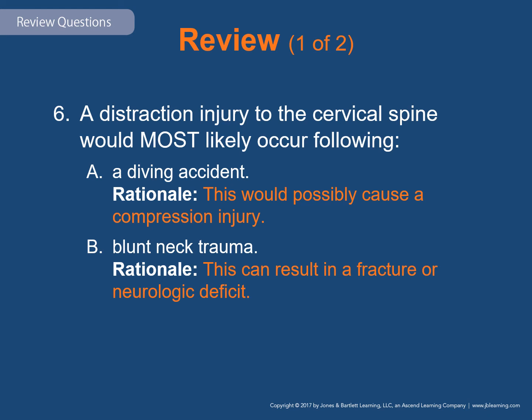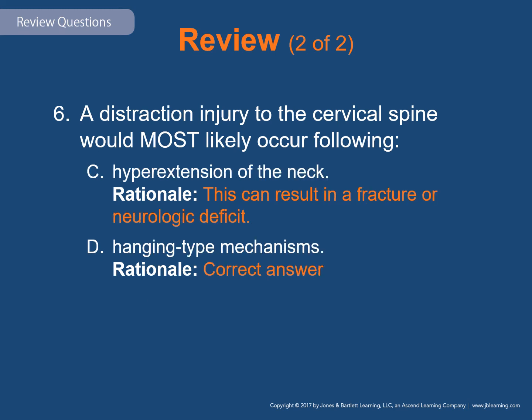B. Blunt neck trauma. That's incorrect because this can result in a fracture or a neurologic defect. C. Hyperextension of the neck. That's incorrect because this can result in a fracture or a neurologic defect. And D is, of course, the correct answer. A distraction injury to the cervical spine would most likely occur following a hanging type mechanism.